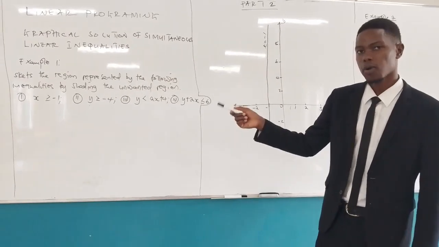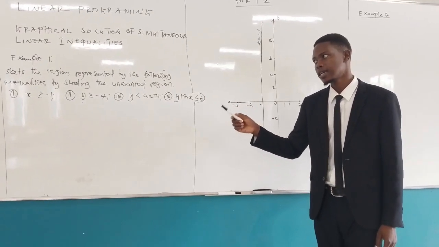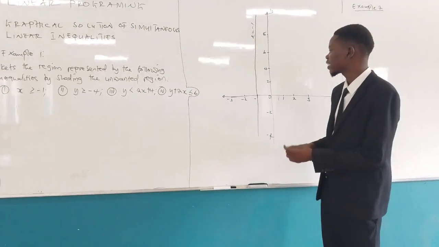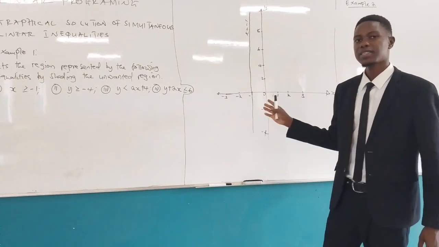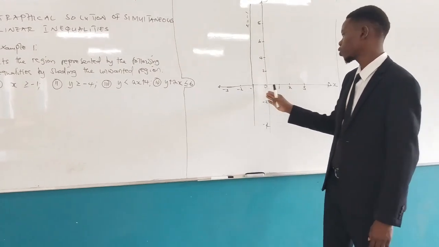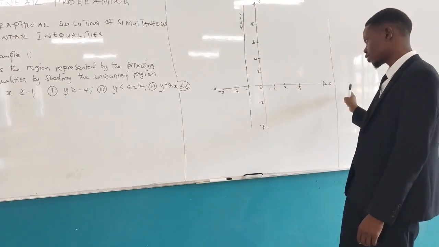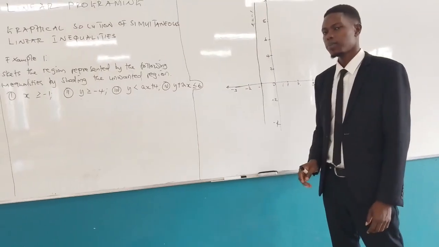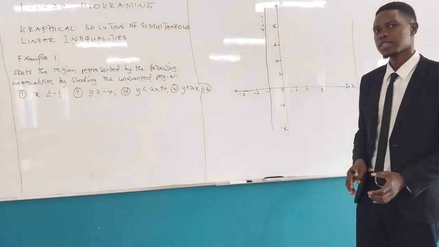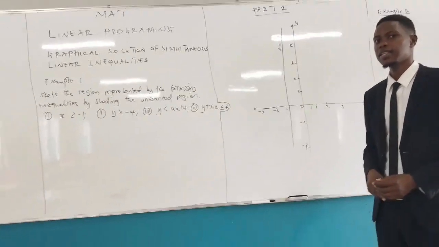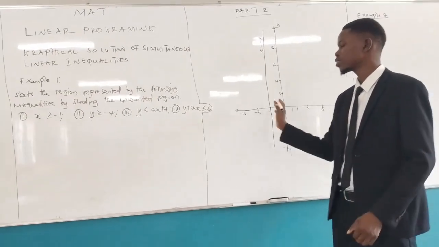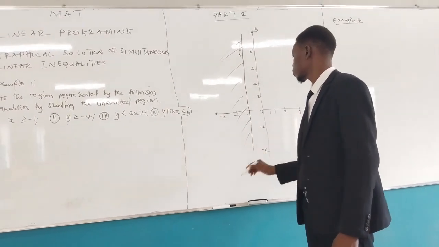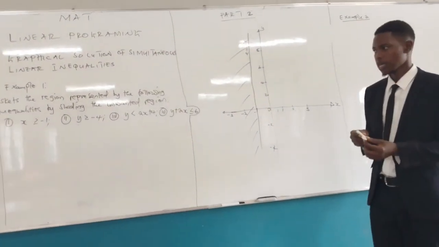Our inequality is telling us that x is greater than or equal to -1. So the numbers that are greater than or equal to -1 are the numbers on the right hand side. Starting from here, going this side, they are the numbers greater than -1. But the numbers that are less than -1, those are not needed. They are unwanted. Therefore, we are going to shade this side. So this is the shaded side.